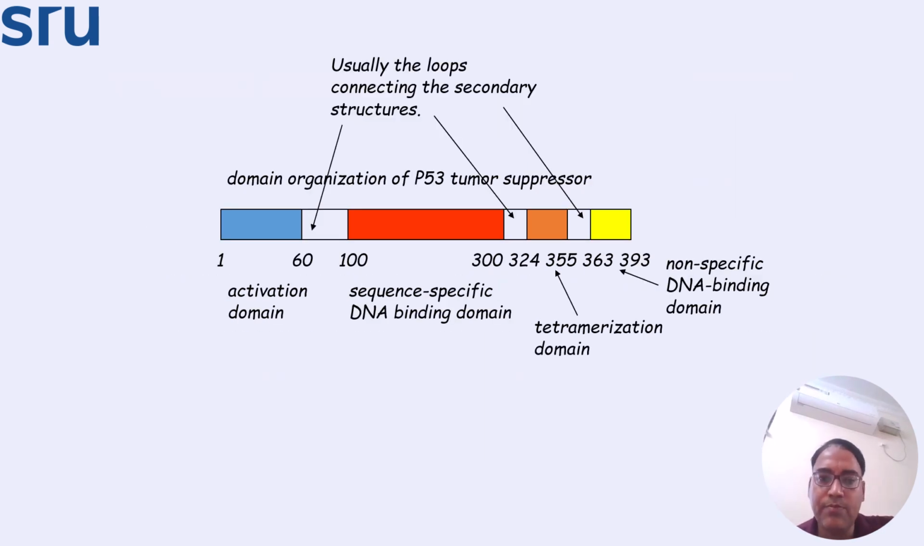Alright, as an example I was showing here the P53 tumor suppressor gene. Residues 1 to 60 are the activation domain within the overall length of 393. Residues 100 to 300 are a separate unit, the sequence-specific DNA binding domain, to interact with the DNA. Then 324 to 355 is the tetramerization domain, which forms a tetrameric unit. 363 to 393 is the non-specific DNA binding domain. So these four segments are there.